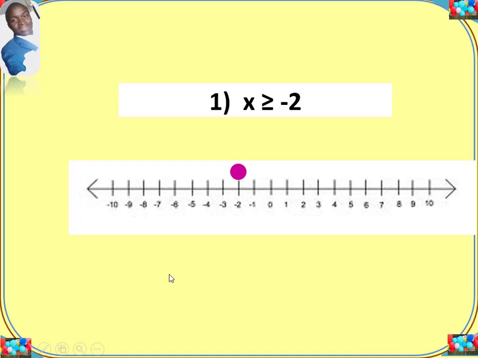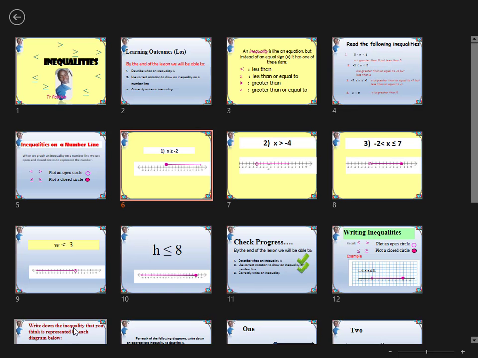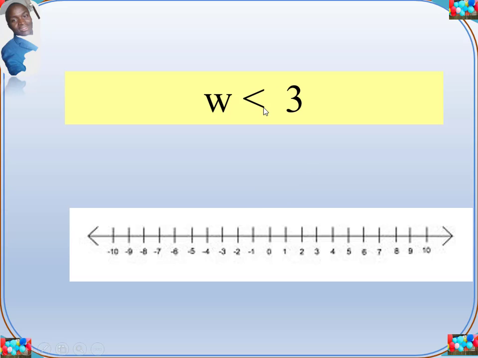Now, we were on this. Now we have this symbol. We are meant to use an open circle. W is less than 3. 3 is there. 3 is exclusive. W is less, for values on this side are less. I just draw my line to show that W is less than 3. All values here, even -1 million, are less than 3. That arrow shows that the values are continuing.